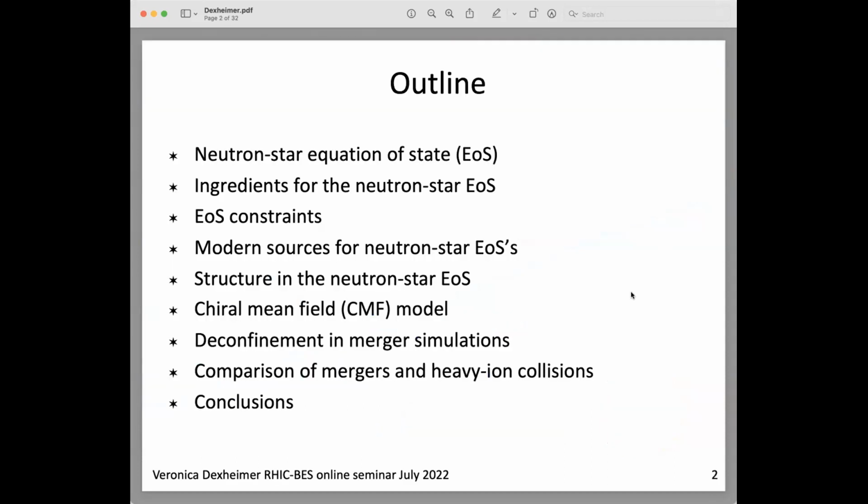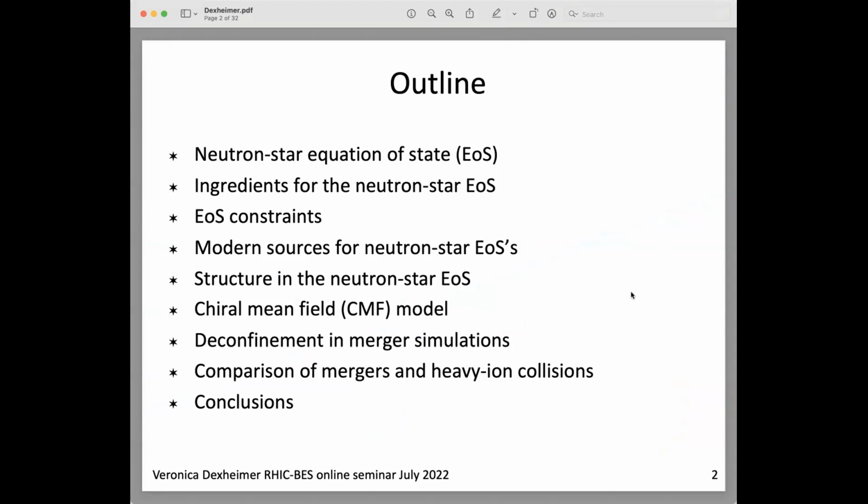This is the outline of my talk. The main topic, as Claudia said, is the equation of state for dense matter applied to the physics of neutron stars. So I'll start by discussing a little bit what are the important ingredients for the equation of state to describe neutron stars, and what are the constraints that we deem important nowadays to construct it.